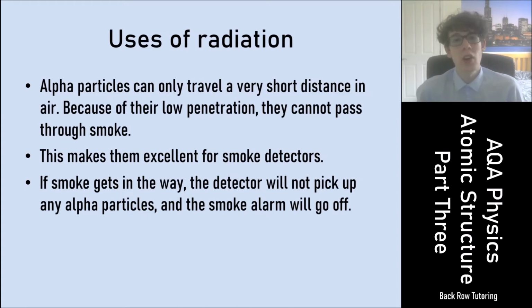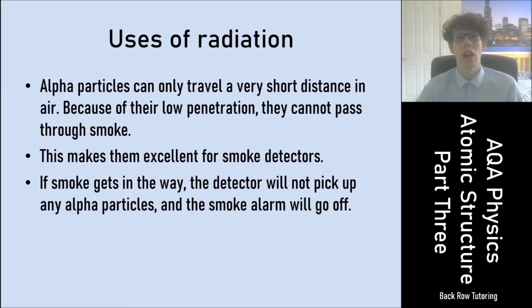So, we're now going to have a look at some uses of radiation. Alpha particles can only travel a very short distance in air. Because of their low penetration, they cannot pass through smoke. This makes them excellent for smoke detectors. If smoke gets in the way, the detector will not pick up any alpha particles and the smoke alarm will go off. So here is a little diagram showing how a smoke detector works.